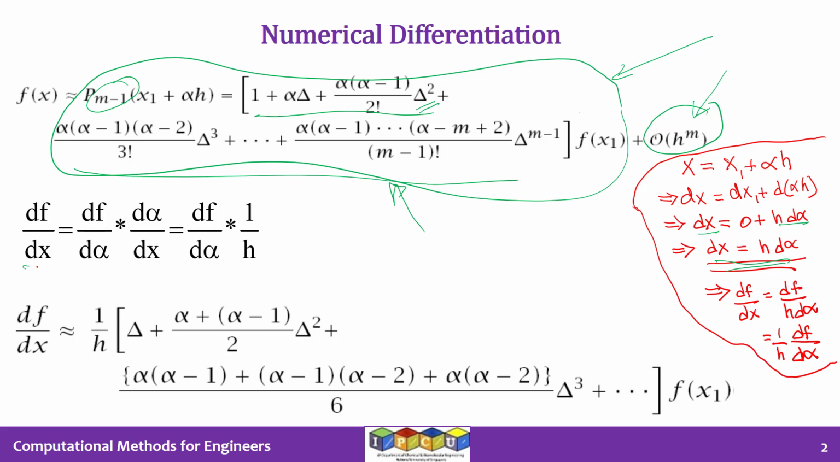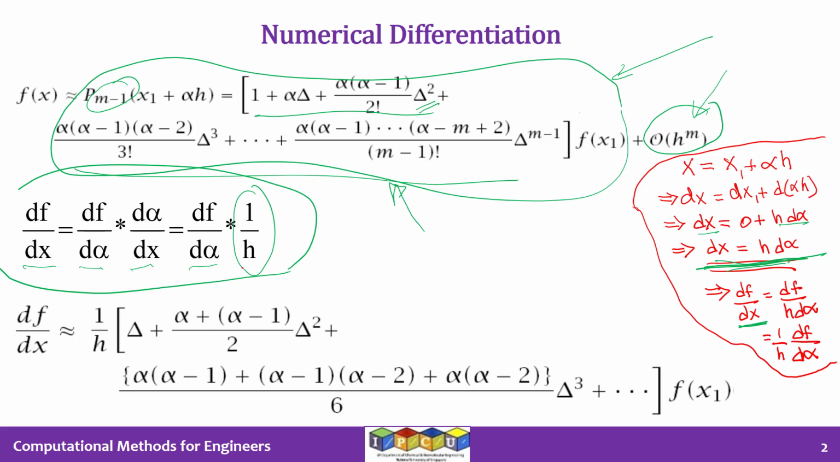So df by dx is equal to df by d alpha times d alpha by dx, and df by d alpha is retained here, and d alpha by dx is 1 by h as we just established here. So we know that df by dx is equal to 1 by h times df by d alpha. That is exactly what we have written here as well. All we need to do is to find out df by d alpha and then multiply it with 1 by h to get df by dx.